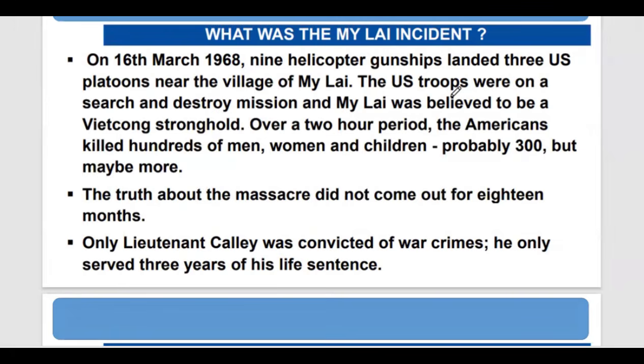It says on the 16th of March 1968, 9 helicopter gunships landed 3 US platoons near the village of My Lai. The US troops were on a search and destroy mission, and My Lai was believed to be a Viet Cong stronghold. Over a 2-hour period, the Americans killed hundreds of men, women, and children, probably 300, but maybe more. The truth about the massacre did not come out for 18 months. Only Lieutenant Calley was convicted of war crimes. He only served 3 years of his life sentence.